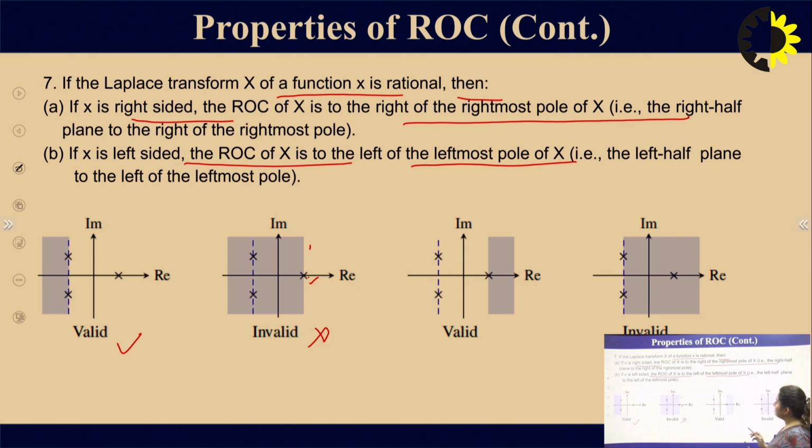The third ROC is valid because we are taking here the right of the rightmost pole, and we have three poles existing here, that is two poles on the j omega axis and one pole on the sigma axis, and right of the rightmost pole is obviously this pole. So this ROC is valid. Similarly, the fourth ROC is not valid because it consists of all the three poles, and obviously this is not a valid case. We take for a right-sided signal the right of the rightmost pole, and for a left-sided signal the left of the leftmost pole.